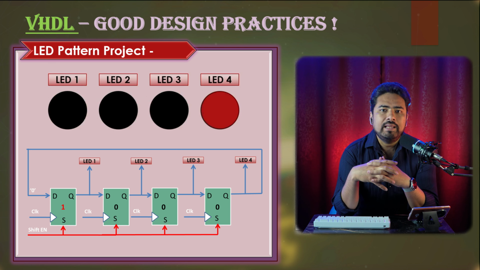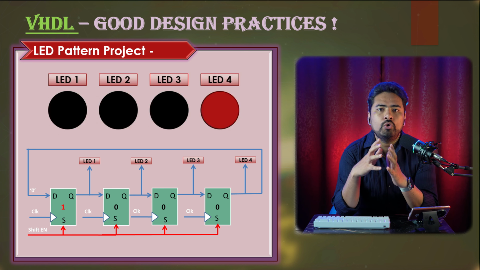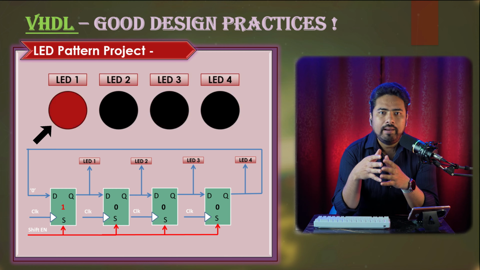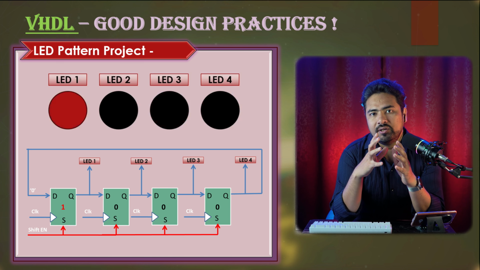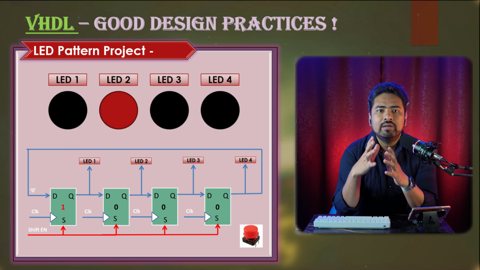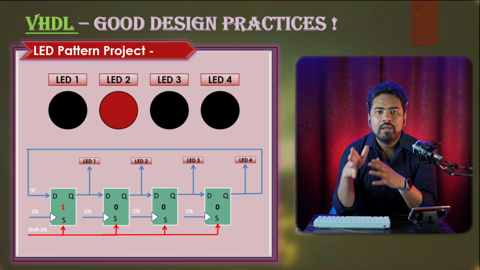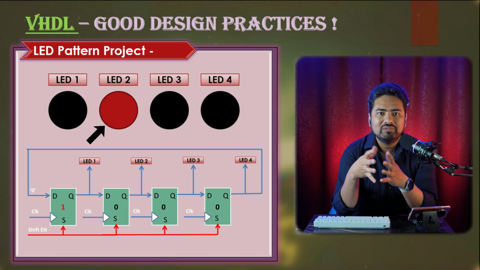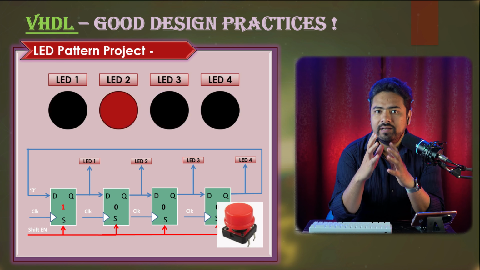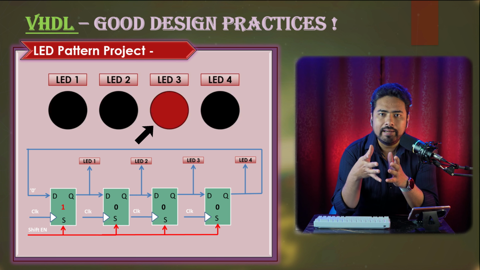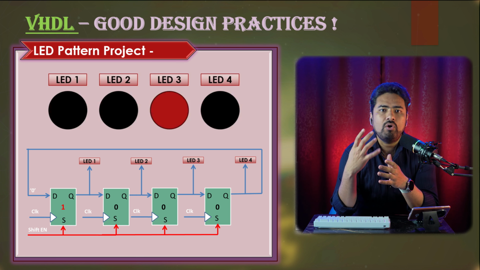So what will happen is that we will reset these register outputs to 1000, meaning the first LED is on and all the other LEDs are off. And then for each press, this data will shift to the right. Like when you press the switch, you will get 0100, meaning now the second LED will be on and the rest LEDs will be off. And for the next press, this data will be 0010, meaning now the third LED will be on and the rest will be off.